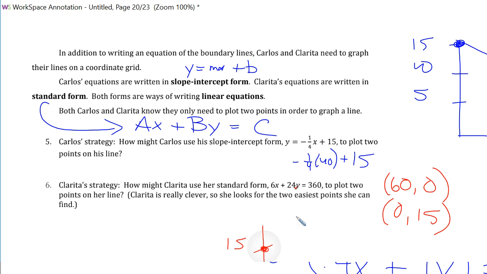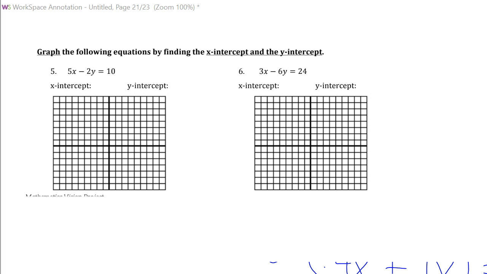Got it? Yep. So when you get to these problems, don't turn them into y equals mx plus b, even though you totally could. It's much faster to just figure out those 2 points. So what do I put in for x to give me 10? That's my x-intercept. What do I put in? That's right. That's my y-intercept.